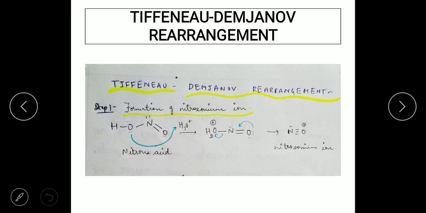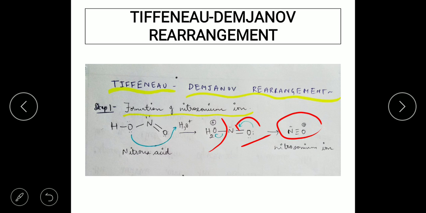Now in this H2O+ species, there is going to be a movement of electrons in such a way that the water molecule is eliminated. See here again you can see that oxygen is bonded to nitrogen by a double bond, and we know there are 2 more lone pairs on oxygen. So the lone pair moves towards the nitrogen to form a triple bond between nitrogen and oxygen. And in the meantime, there is the departure of the water molecule, which gives rise to a nitrosonium ion.